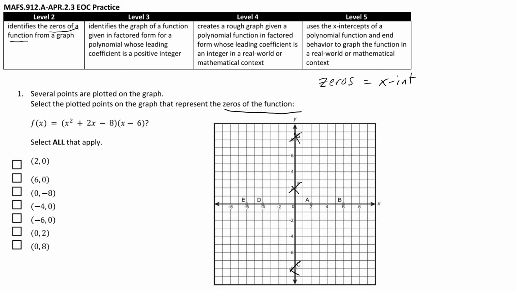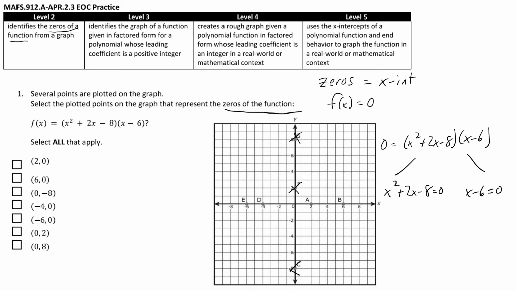Zeros means that f of x is equal to 0. So I'm going to take this function and set it equal to 0. Now I'm going to take both parts of these functions separately and set them both equal to 0 and solve. The first one is not factored all the way. I can use a equals 1 to factor this. I need to find something that multiplies to negative 8 that adds up to 2.